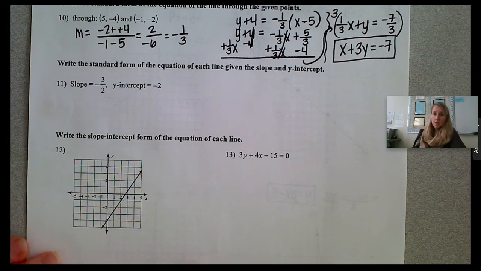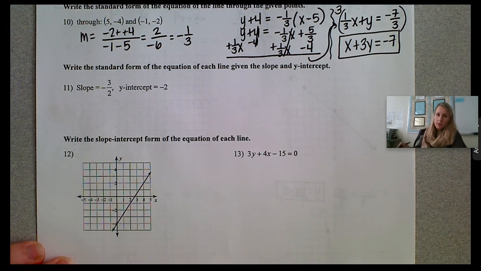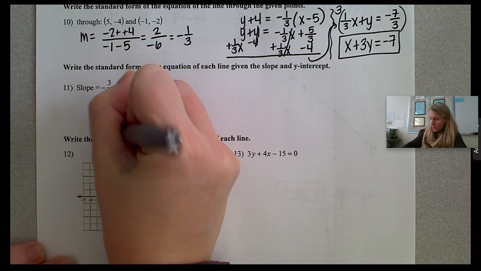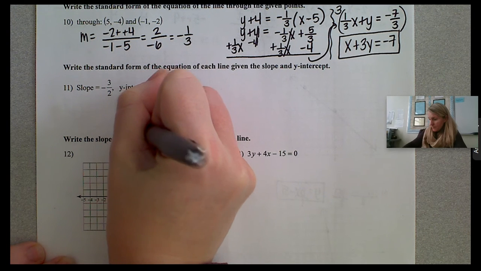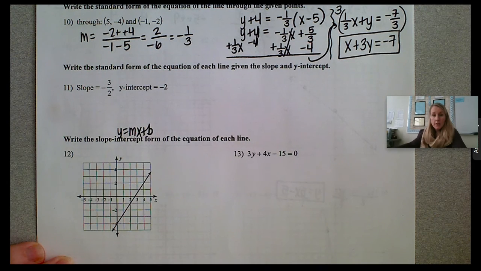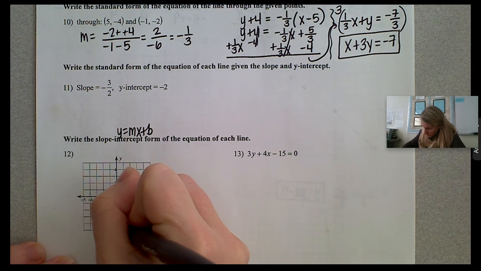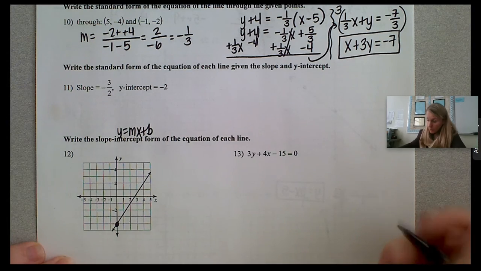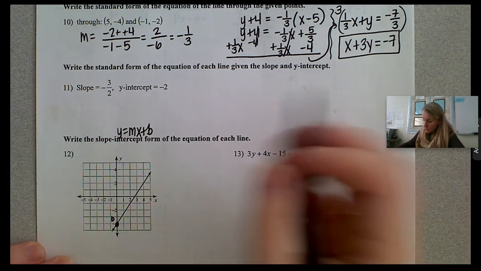So number 12 just says write the slope-intercept form, so the first thing I think is y equals mx plus b of the equation of the line. This should be pretty easy, because the slope-intercept form, I can just look. This is the y-intercept, it's -4, right? So that's b. And then for the slope, I'm just gonna count rise over run between 2 points.